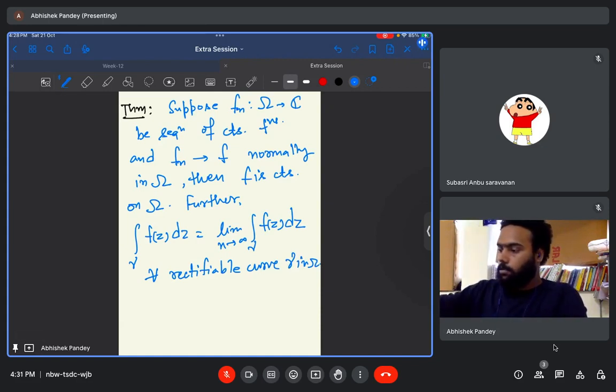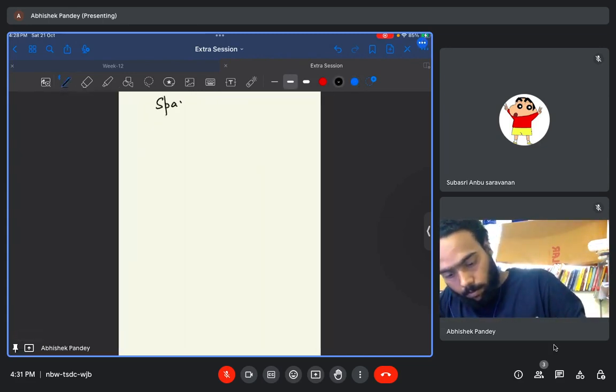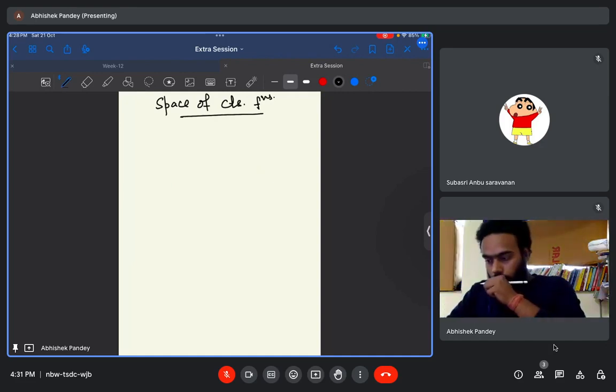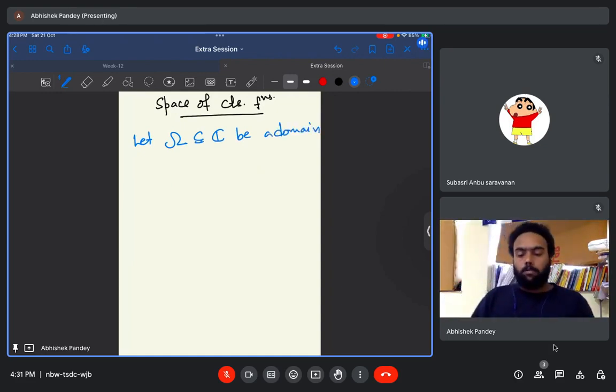Okay. Now we will talk about the space of continuous functions. So let omega subset of C be a domain. So if you want to consider the collection of all complex valued functions which are continuous on omega. Now we want to define a metric on this set so that we can say that this is a space, I mean a vector space.